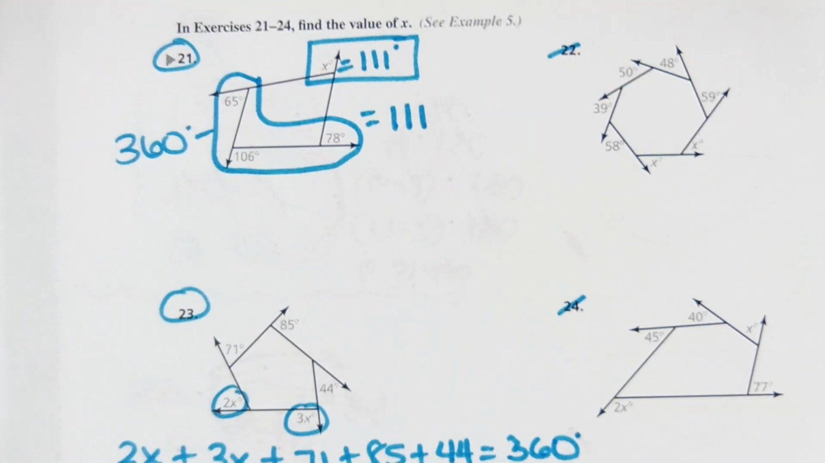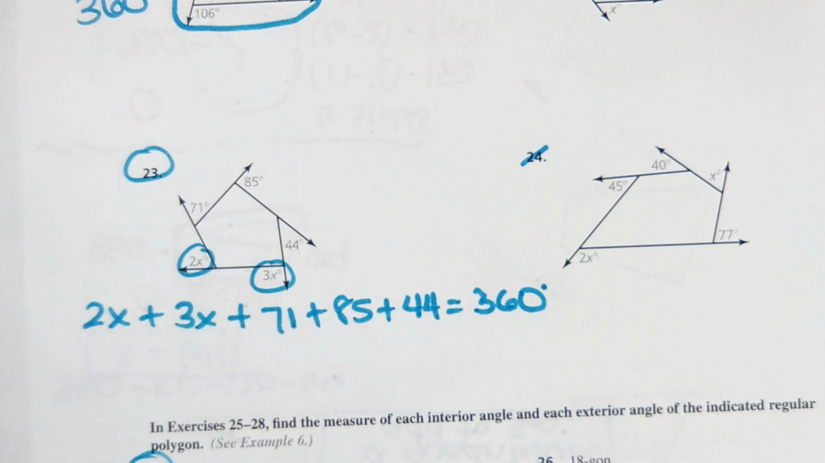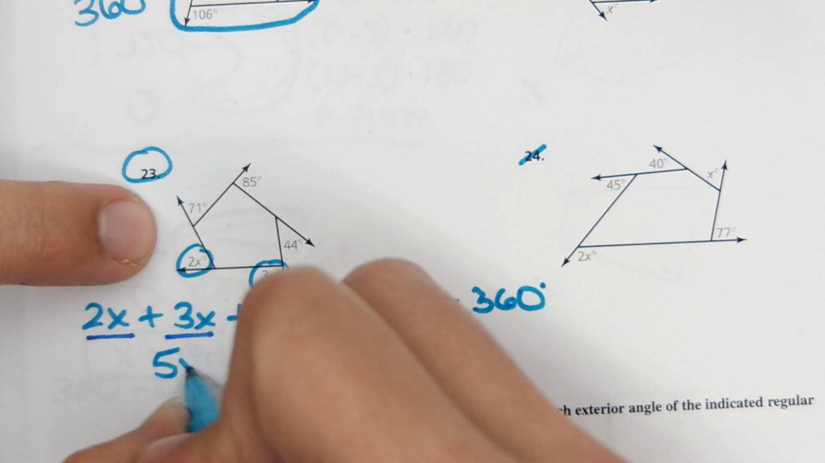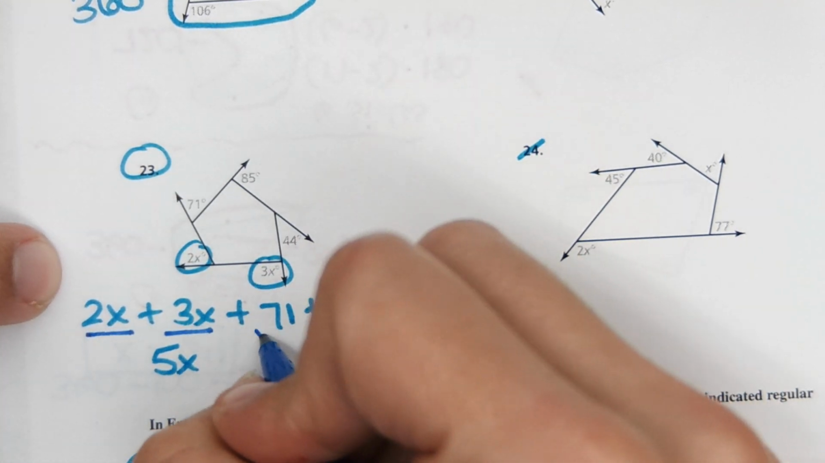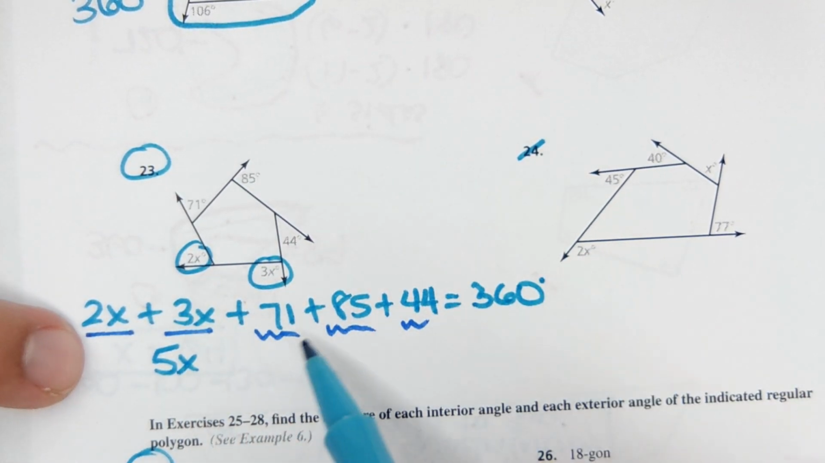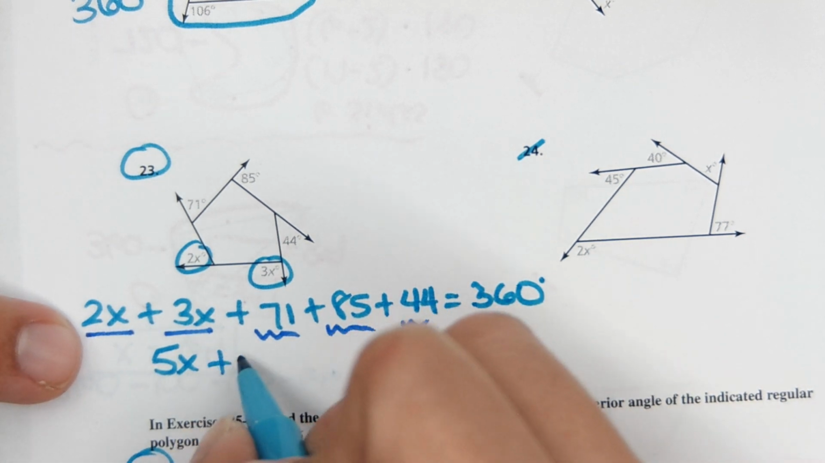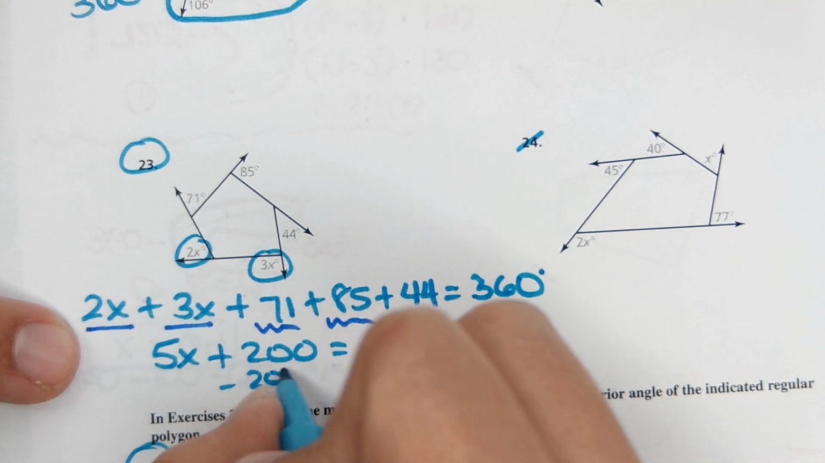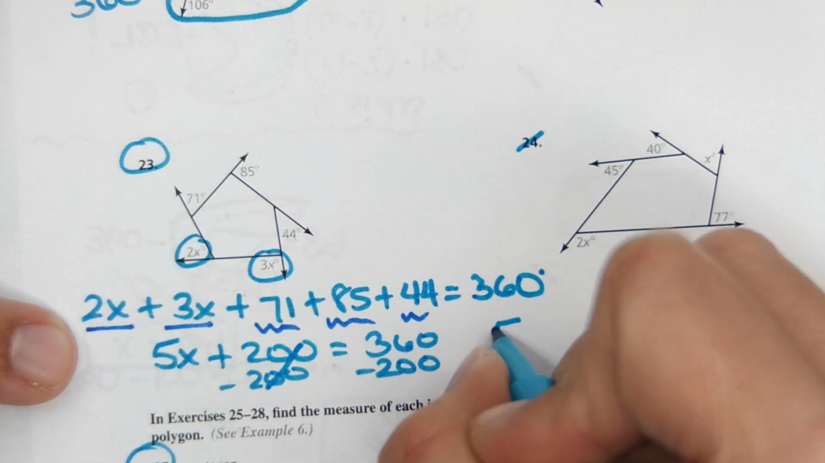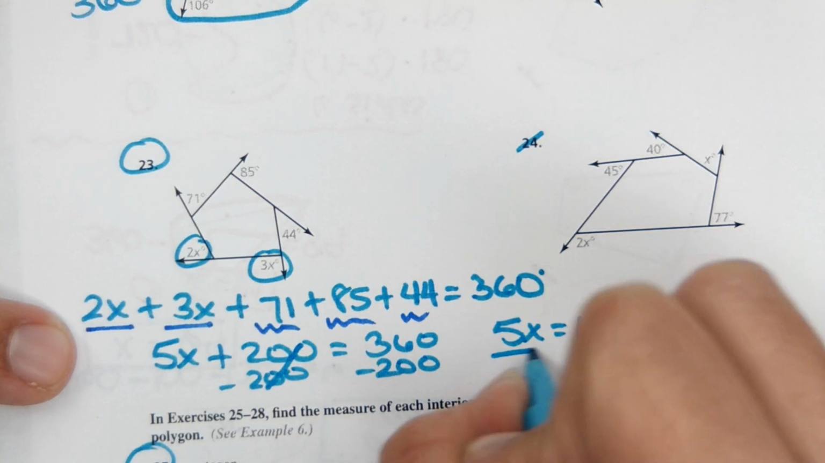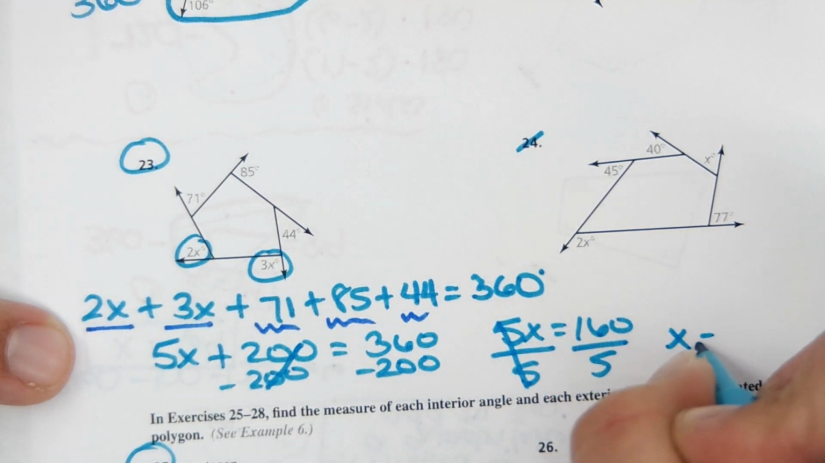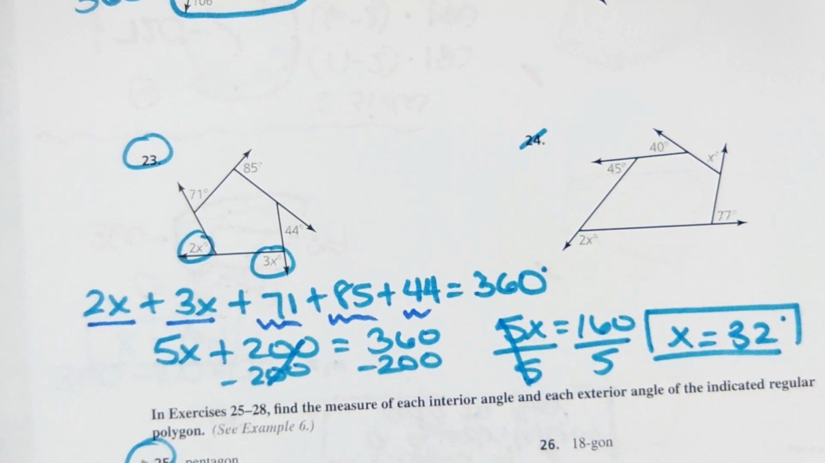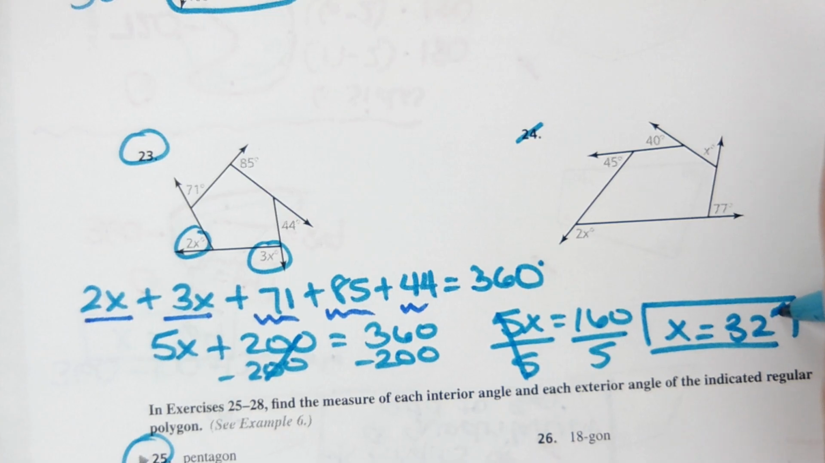Technically you can use equations for the other ones too. I just thought it was easier to plug it in a calculator. But yeah, all the angles add up to 360, and then I'm going to combine like terms here. I get 5x, and 71 plus 85 plus 44 comes out to 200. 5x equals 160. x equals 32 degrees. Oh wait, not 32 degrees, it's just 32.